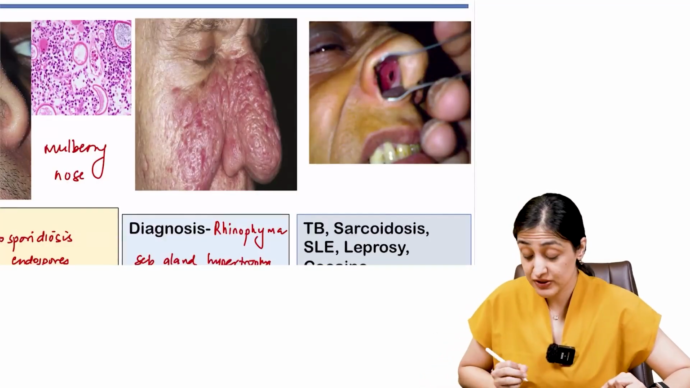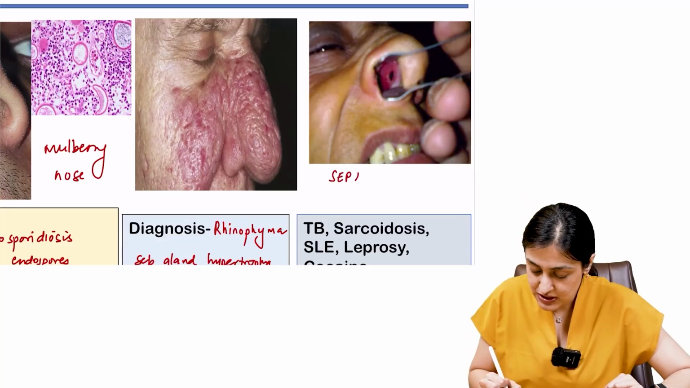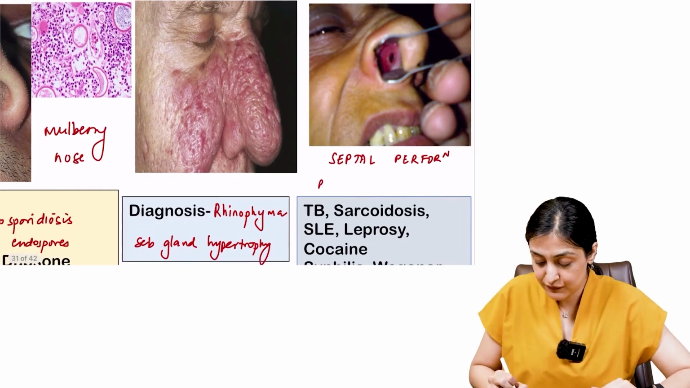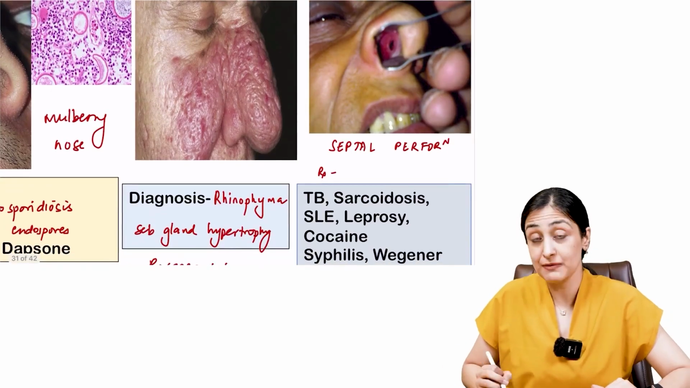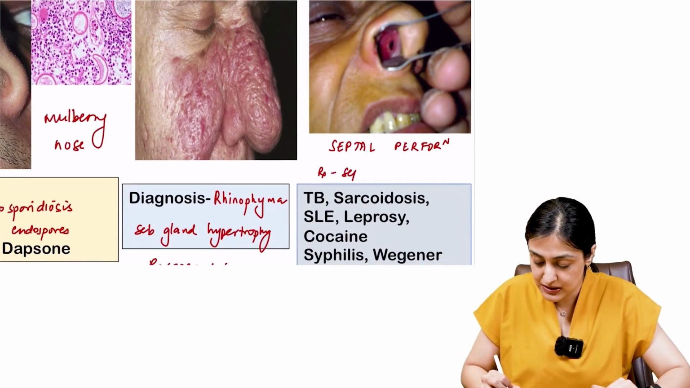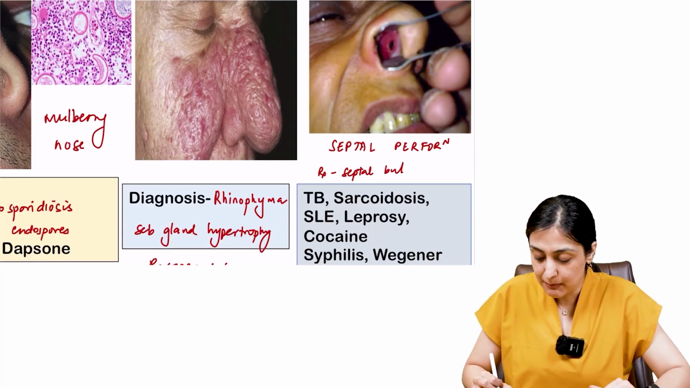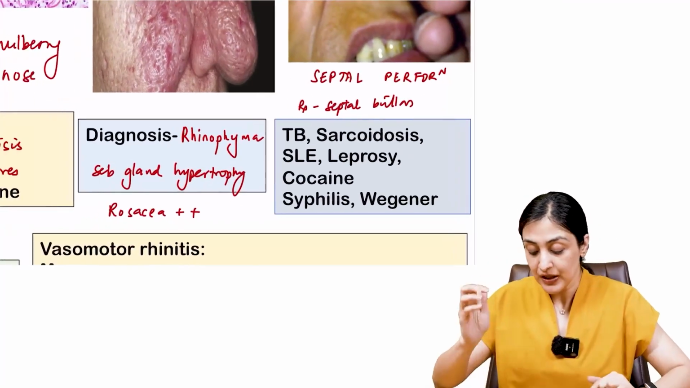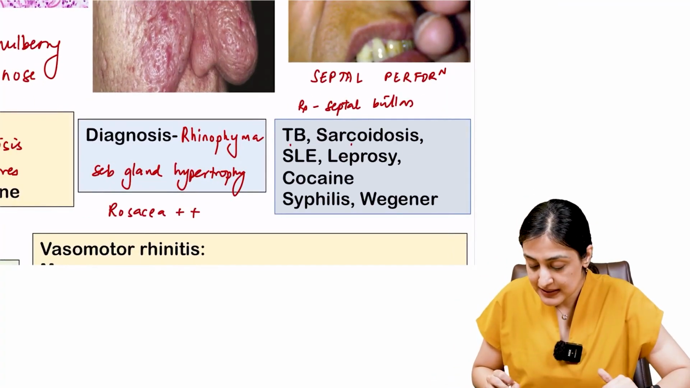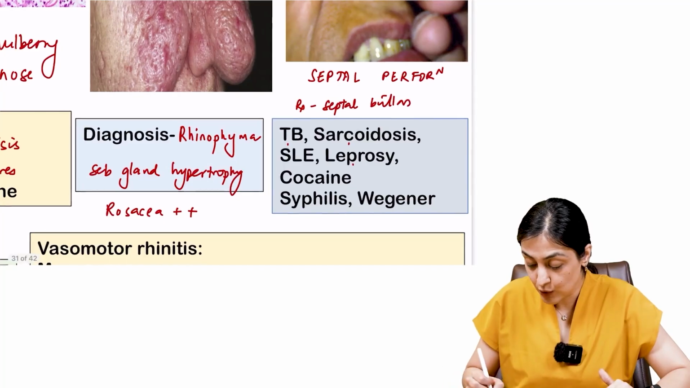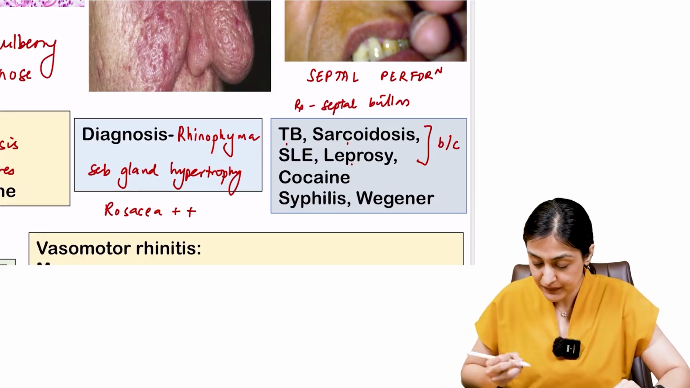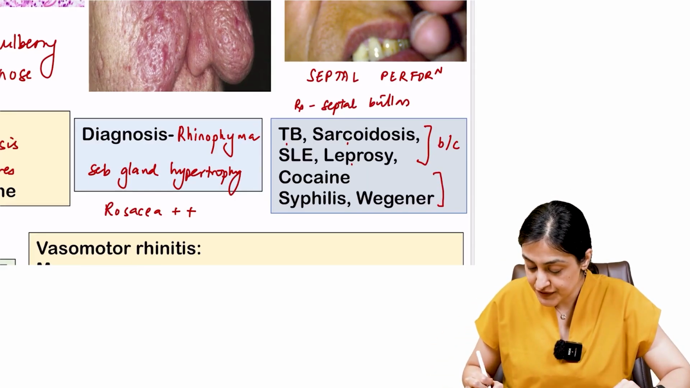What we are seeing here, this picture has been asked. This is septal perforation. Can you see one of the perforations happening from the nasal septum? So this is where, if asked the treatment of septal perforation, it is a septal button. You will put a septal button. You will not leave it, right? Because it will not heal otherwise. So you want to remember, TB, sarcoid, SLE, leprosy are all causes which can affect the bony or cartilaginous part of the septum. Cocaine, syphilis, Wegener's.